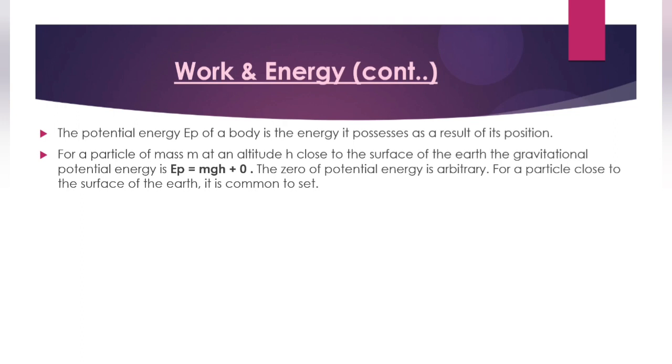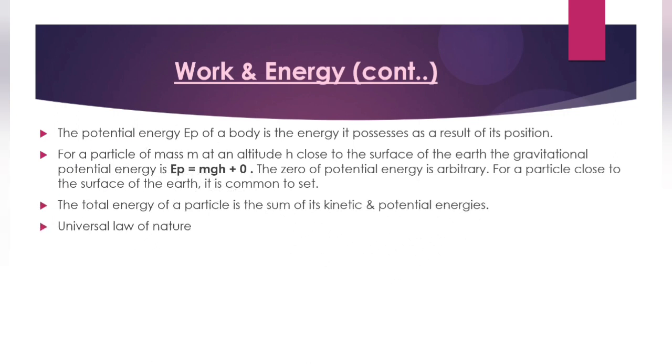For a particle close to the surface of the earth, it is common to set the potential energy to zero at the surface. The total energy of a particle is the sum of its kinetic and potential energies. We make use of the apparently universal law of energy that energy is conserved, that is, energy can neither be created nor destroyed. Although energy can be transferred from one location to another and transformed from one form to another, the total energy is constant. In terms of the linear momentum, the total energy of a particle is E = p²/2m + V.